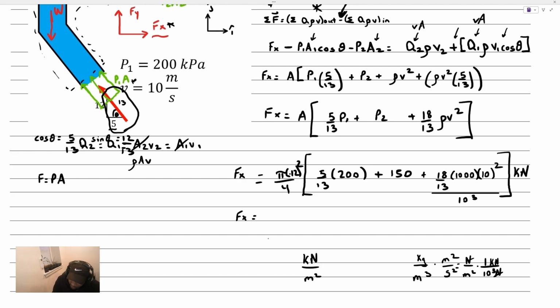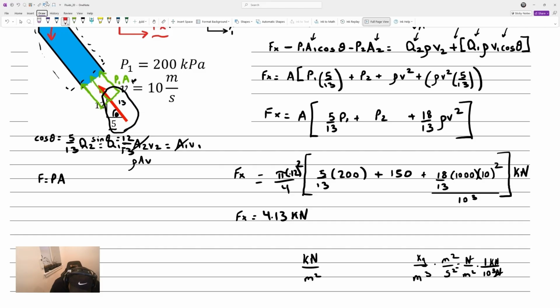Let's run through the rest of these units. All right, so what we get here is 4.13 kilonewtons. Let's go ahead and see if we're correct.